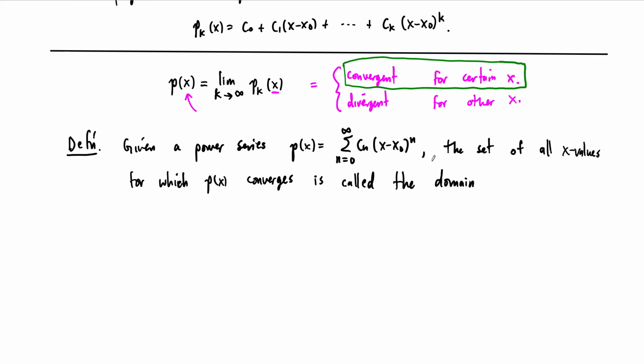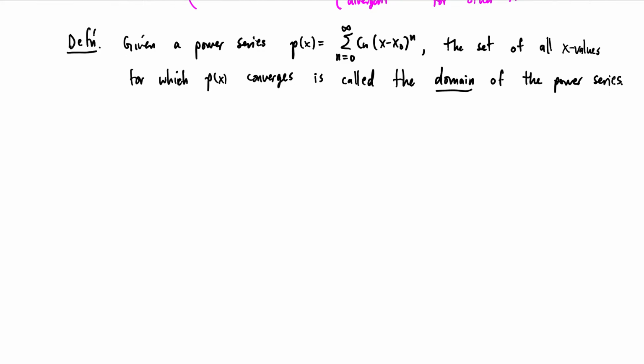So the set of all x values for which p of x, the series, converges is called the domain of the power series. That's how we're defining this. Now it turns out that the domain of a power series always has a really nice form. There's a theorem about this later in the notes, but I want to write this down now. That's the end of our definition.